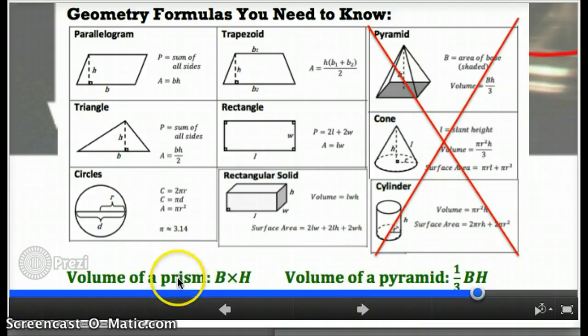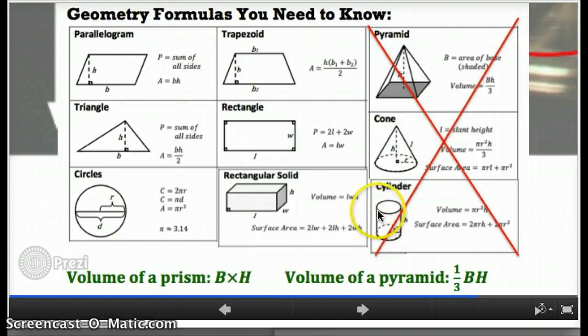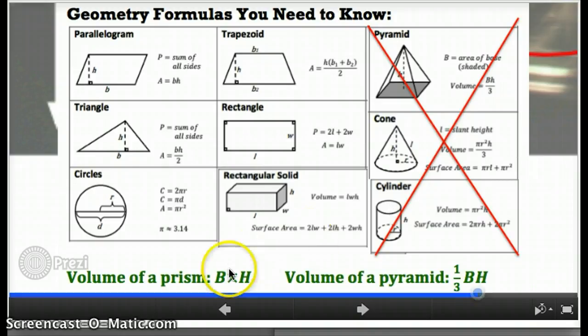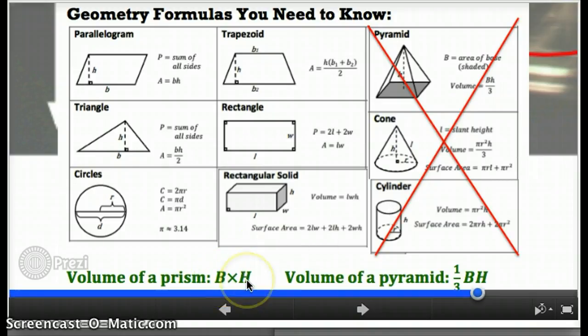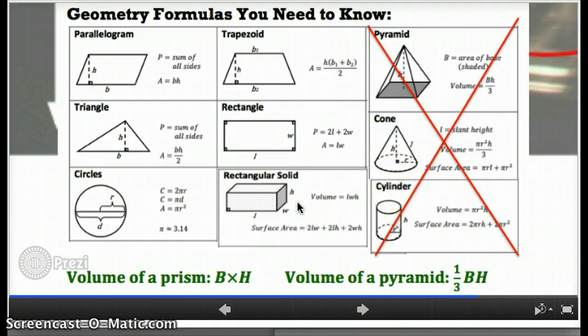A prism is any time you have a shape that is elongated. So a cylinder is a prism with a base that's a circle. A rectangular solid is a prism with a base that's a rectangle. It's any time you extend this one shape all the way up. And the volume of a prism is always going to be the area of the base times the height. So you can remember that and use that whether it's a cylinder or a rectangle or a triangular prism.